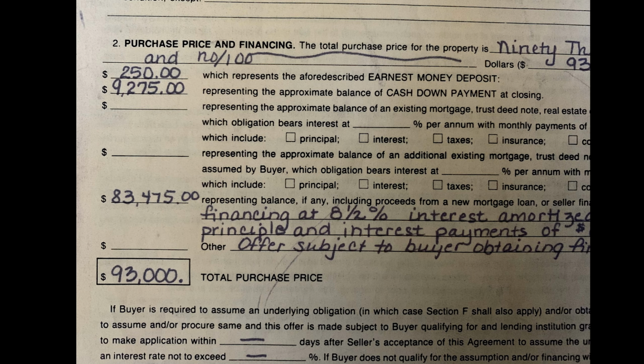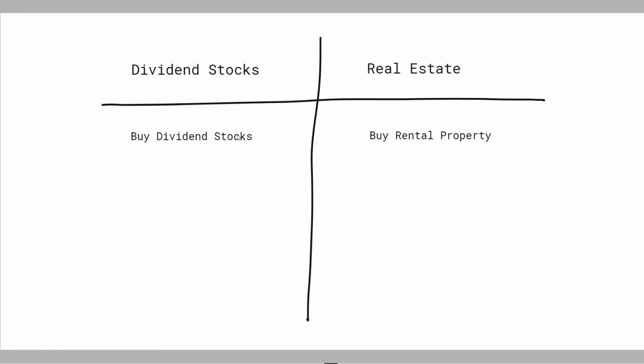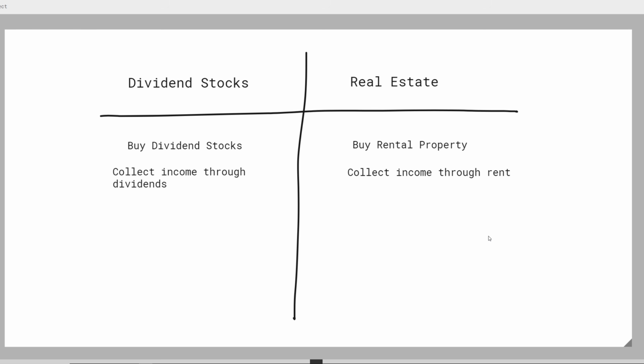So on this research phase, there's a lot of research that goes into each of these. If I go on to the next one, this is pretty basic here. For dividend stocks, we collect income through the dividends. For real estate, we collect income through the rent. Now, this might seem really simple and obvious on the surface, like you're saying, duh, but that really is not how people treat it most of the time. For real estate, it's exactly how they treat it.